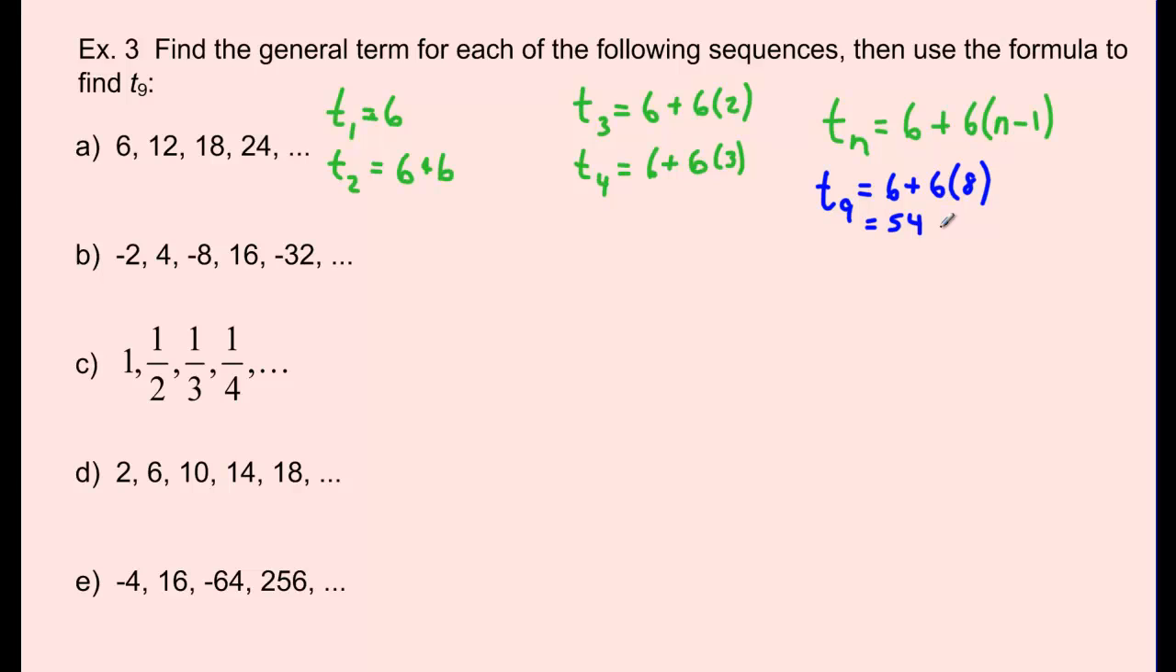Now I want you to try the other 4. Press pause on the video, try them out for yourselves, take about 5 or 10 minutes to go over them, and then hit play again and see if you are correct. Because in about 10 seconds of video time, I'm going to put all of the correct answers on.